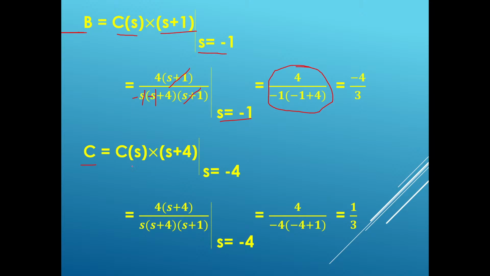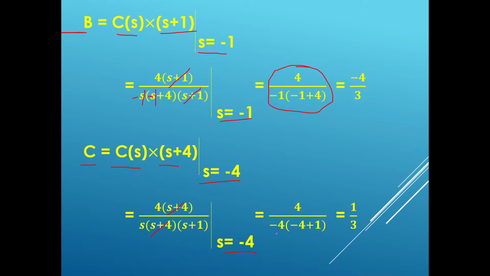Now what about C? C is equal to C of s into s plus 4 at s is equal to minus 4. So you just multiply these two. What do you get? 4 into s plus 4 by s into s plus 4 into s plus 1. So s plus 4 will be cancelled. What do you get? 4 divided by s into s plus 1 at s is equal to minus 4.